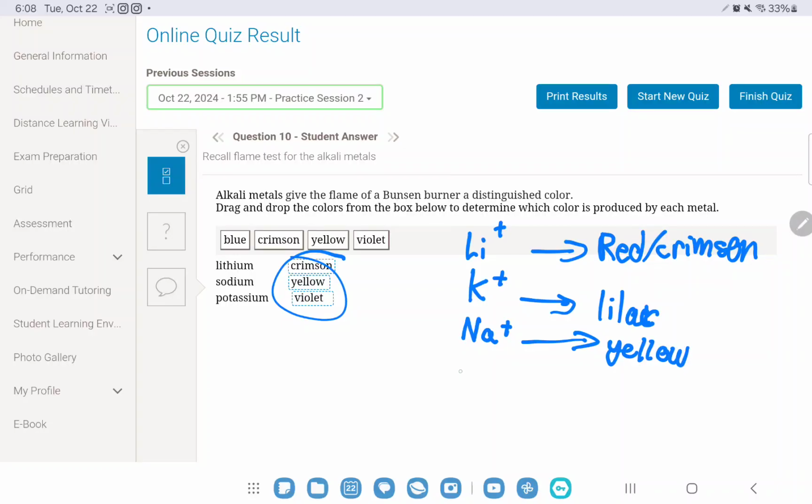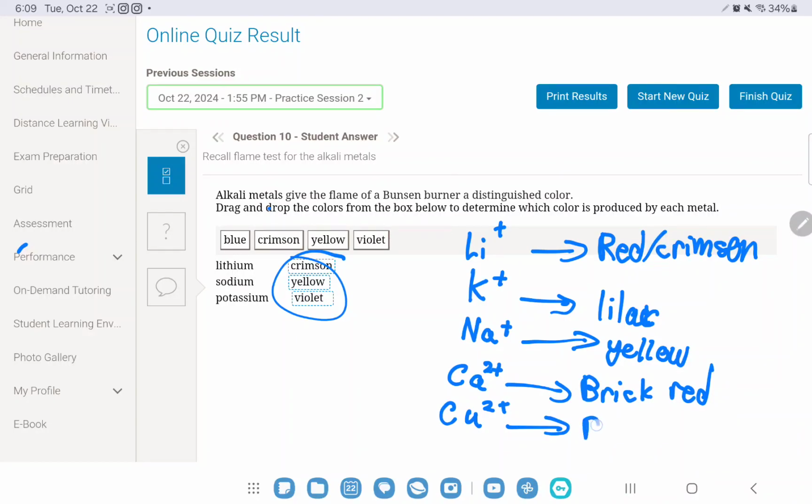Then you're going to have calcium, Ca2+, which is always going to be brick red. Now, when you see copper, Cu2+, it's always blue-green, bluish green.